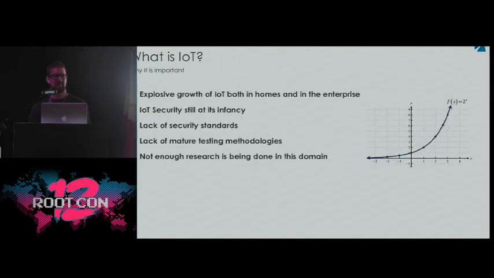Why it's important, the growth of IoT both in the home and the enterprise has been growing explosively. And it's still in its infancy, and there's not very many security standards around, so you're able to find a lot of issues that in other areas, like in network security or web application security in general, it's harder to find, but in IoT people are quite behind, so it makes it easy to find these kind of vulnerabilities. The field is very young, and there are some testing methodology out there, but they're not very mature and robust. So there's a lot of research that needs to be done in that domain still today.